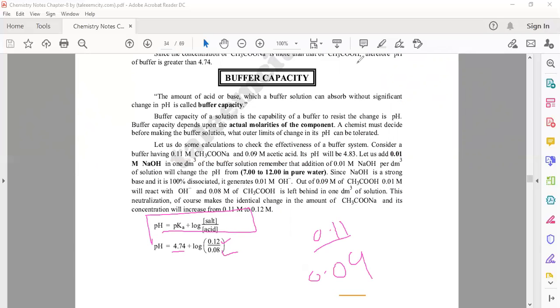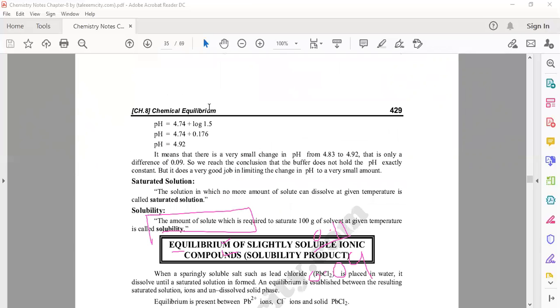Calculate from the calculator. It will be log 1.5. Log 1.5 will be equal to 0.176. Add these values, 4.74 plus 0.176, it becomes 4.92. Here you can see the buffer has tried to resist the change. There is a little bit of change in the pH.